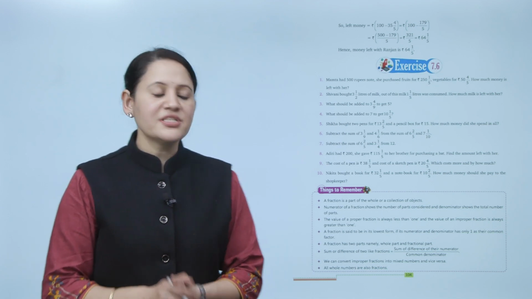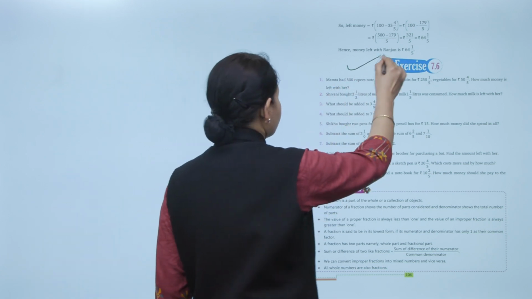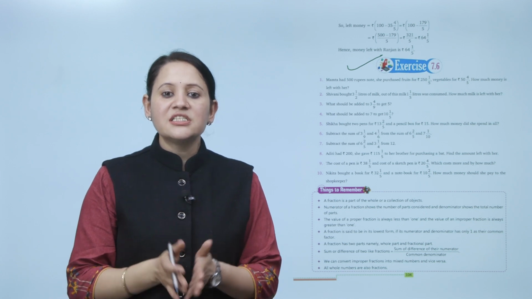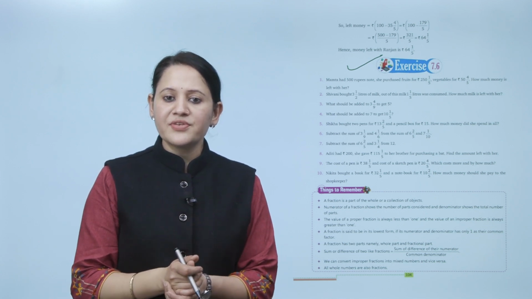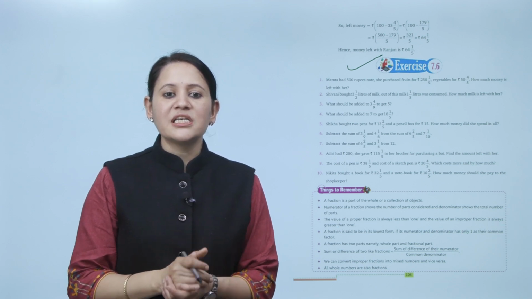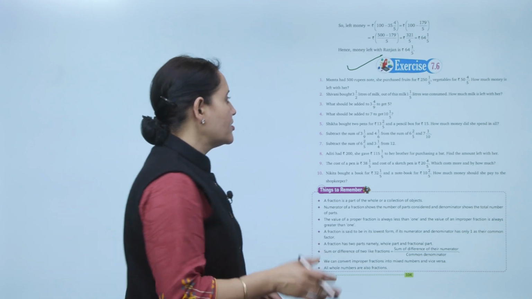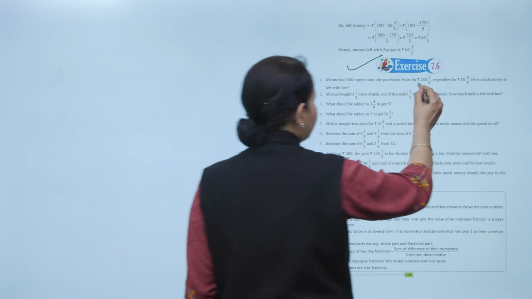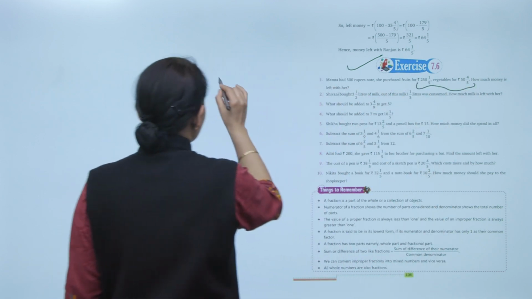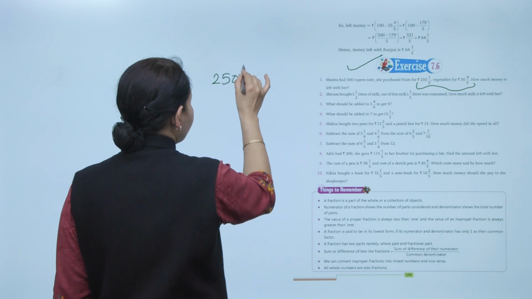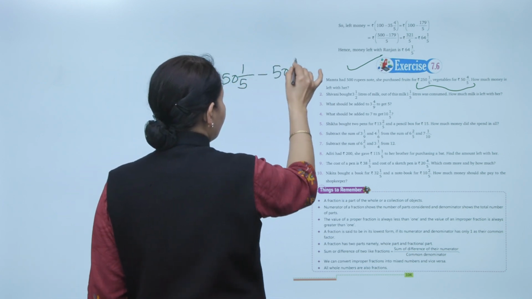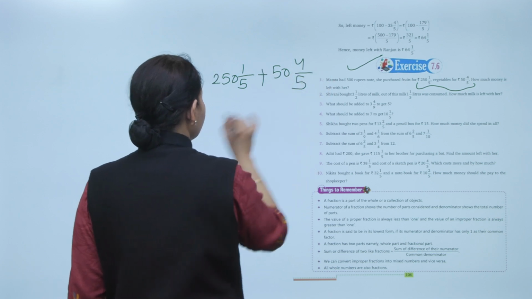Next is exercise 7.6. Mamta had 500 rupees note. She purchased a fruit for rupees 250, 1 by 5, vegetable for 50, 4 by 5. How much money is left with her? So first we'll add these money what she has spent. 250, 1 by 5 plus 50, 4 by 5. We'll add them together.